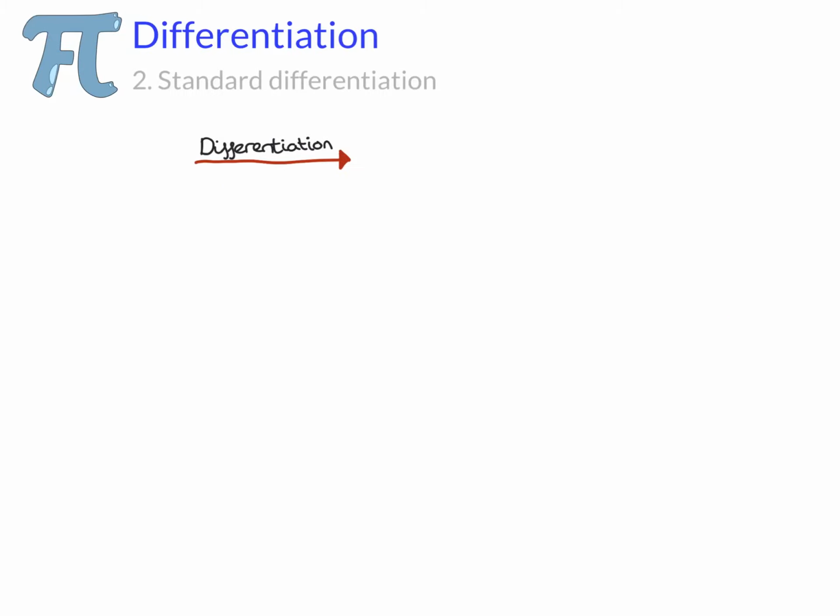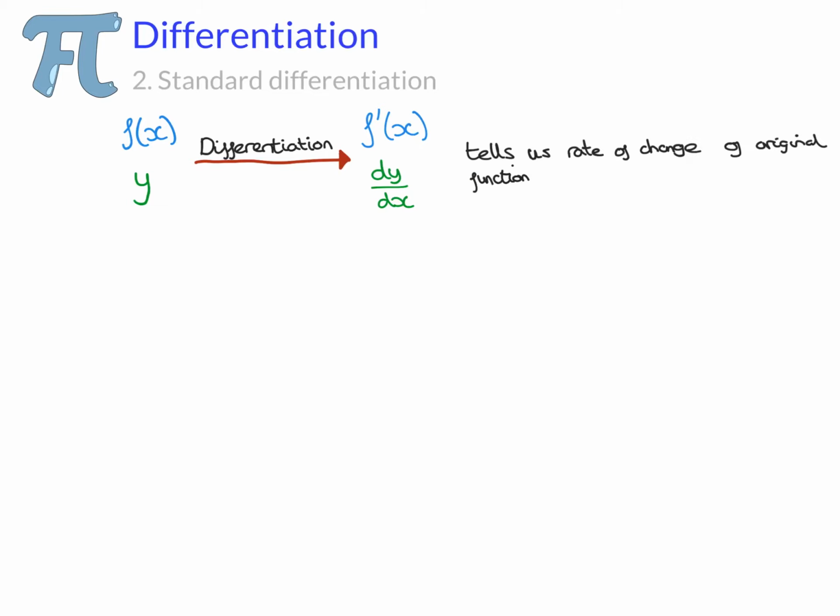I have introduced differentiation by saying it is the process by which we can take an original function and turn it into a new function which will tell us the rate of change, or the gradient, of the original function at any point we like. Every function has its own associated differentiated function, which can be derived from first principles.